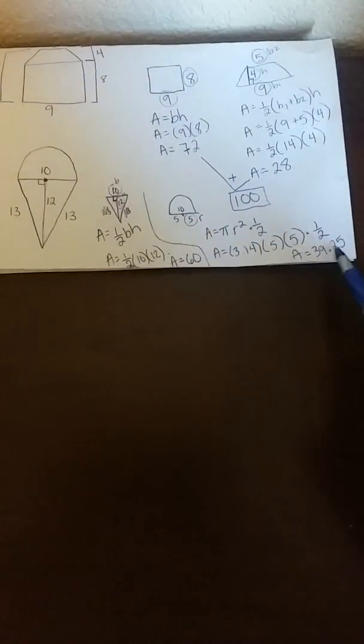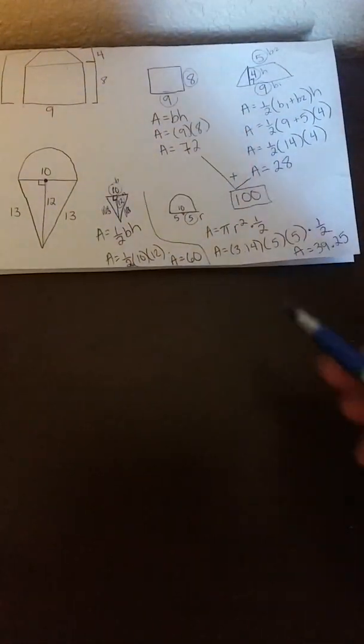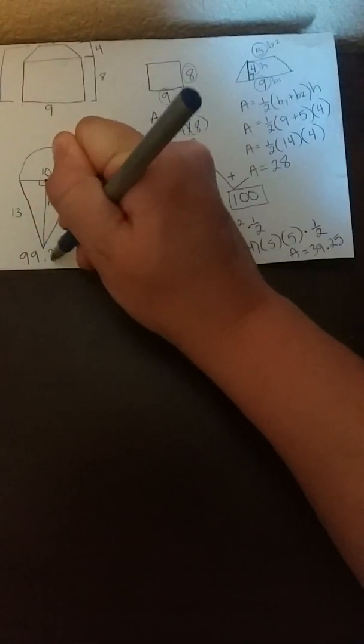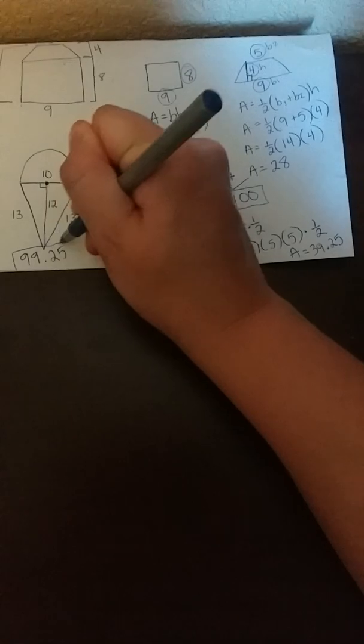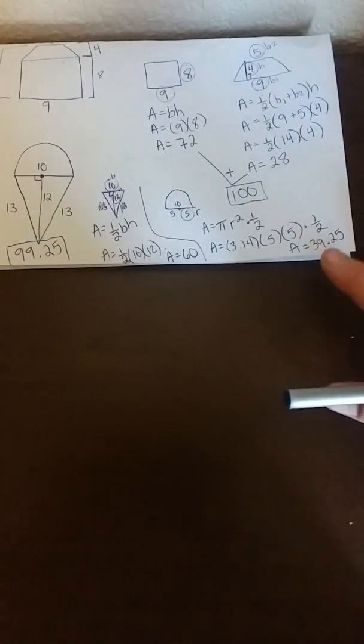So now the composite would be 60 plus 39.25. So the total area here is going to be 99.25. That would be the area of my composite shape.